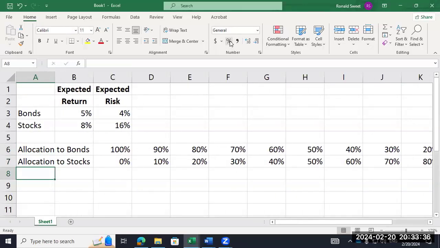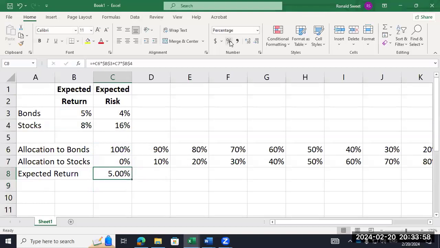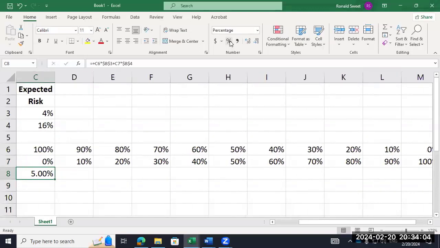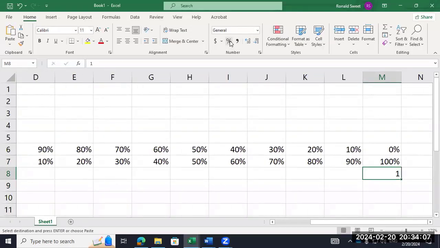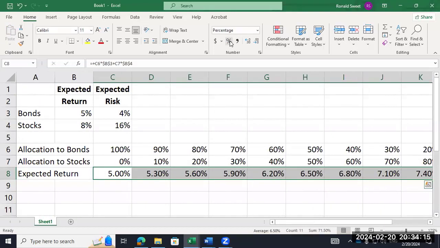So the question is, what is the risk of this portfolio? Let's start with the expected return. That's really easy, isn't it? If you have 100% in bonds, when you expect it to make 5%, what do you think your return is going to be? So 100% times 5% plus 0% times 8%. I hope I get 5%. All right, that looks good. What's your return going to be down here? 100% in stocks should be 8%. In between, what's it going to be? Pretty straightforward. That's just the weighted average.